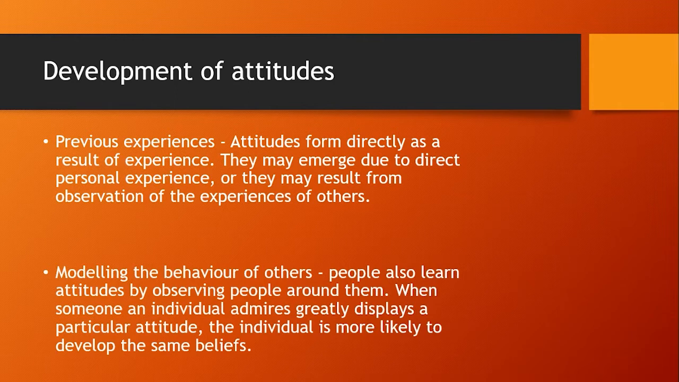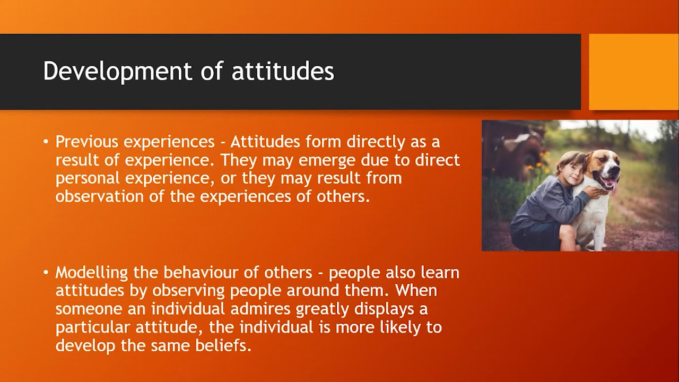The next is modeling the behaviors of others. We're putting multiple psychological perspectives together now. We had a bit of Sigmund Freud in terms of our previous experiences. Now we're looking at a little bit of Bandura, who suggests that we model the behaviors of others. So when somebody we look up to, could be our parents, friends, or a celebrity, displays a particular attitude towards something, we as individuals are more likely to develop that same belief, that same attitude towards that event, object, thing, or person.